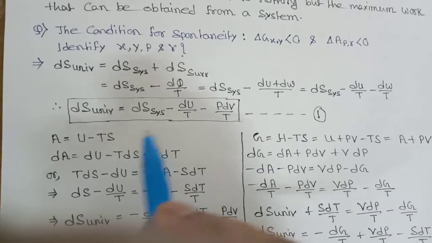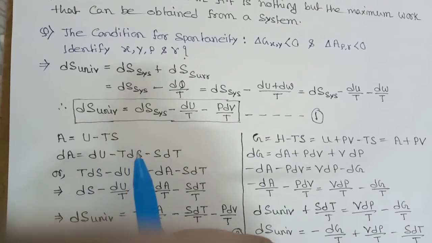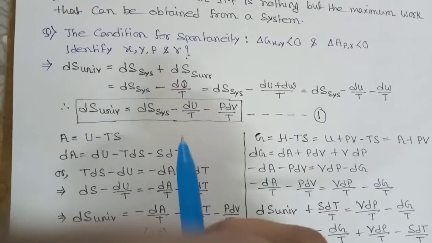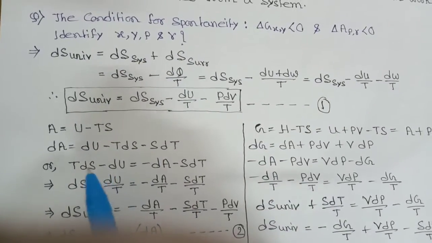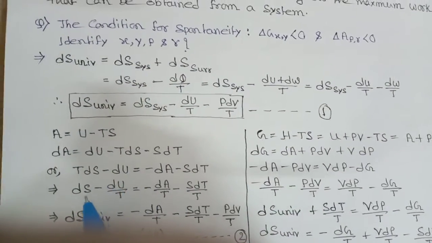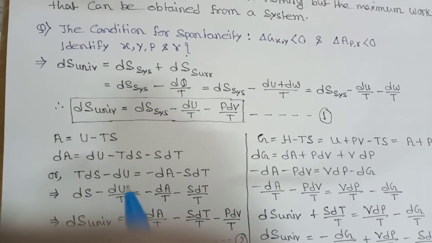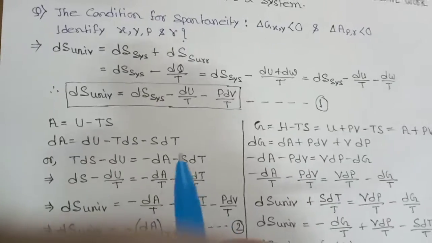So this TdS and dU, these two will go in the left hand side and dA will come in the right hand side, in this way. Now we will divide all the terms by temperature. So temperature cancels out, there will be dS minus dU by T equals minus dA by T minus SdT by T.